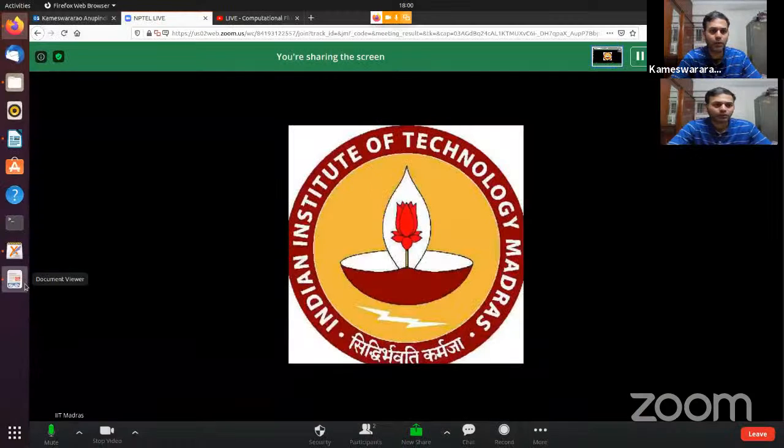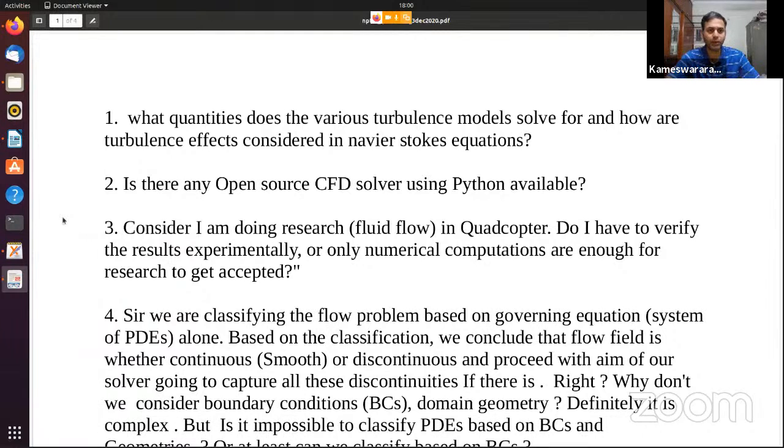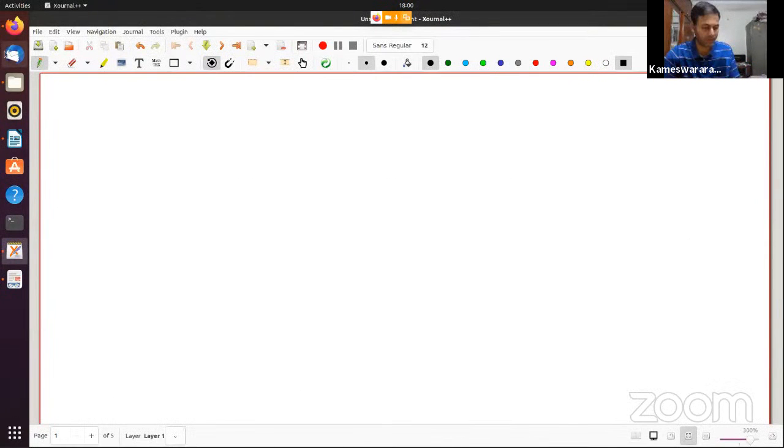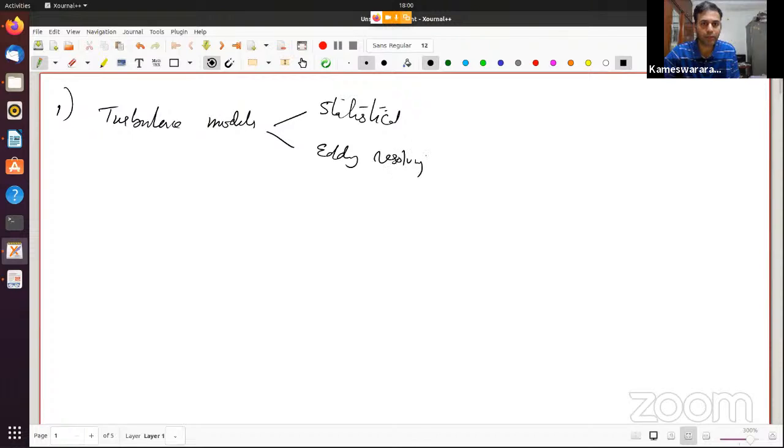All right. So the first question is, what quantities do various turbulence models solve for, and how are turbulence effects considered in the Navier-Stokes equations? This is not very much a question related to CFD, but I would write it here. If you have turbulence models, you can categorize them as statistical models or eddy resolving models. In the statistical models, you have RANS-based models, and in the eddy resolving, you have LES-based models.